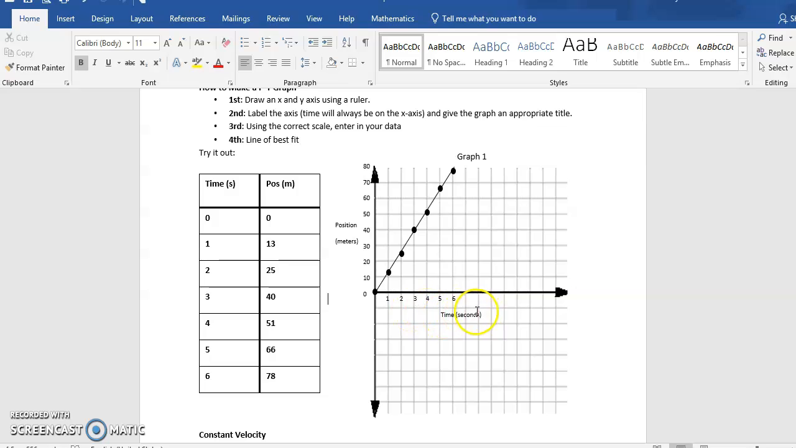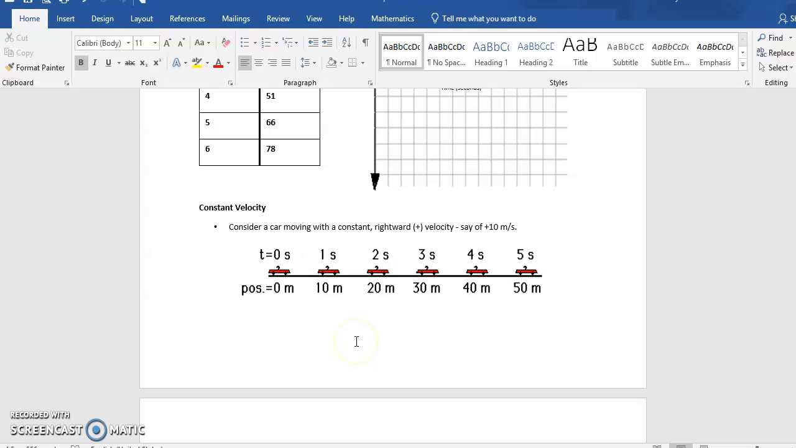Again, time is always on the bottom, position is always along the side here on the y-axis, and you're always making sure that you're creating an increment that you can go up by. So whether it's 2s, 4s, 5s, 10s, whatever, it has to go up by a consistent increment, not just the numerical value. Okay, so let's get a little bit more into what position time graphs are.